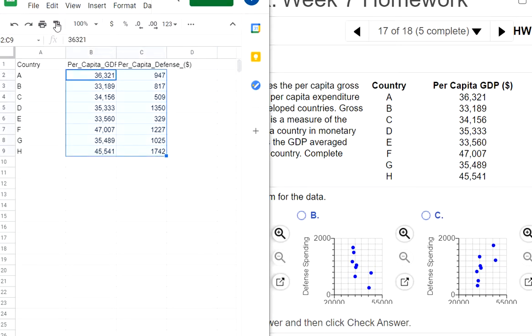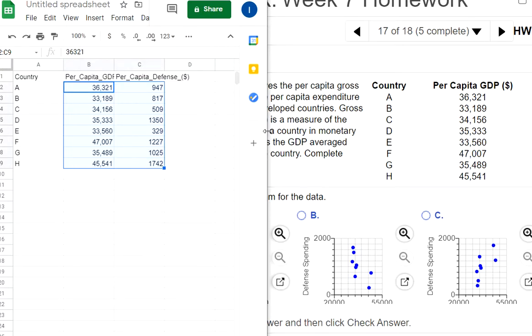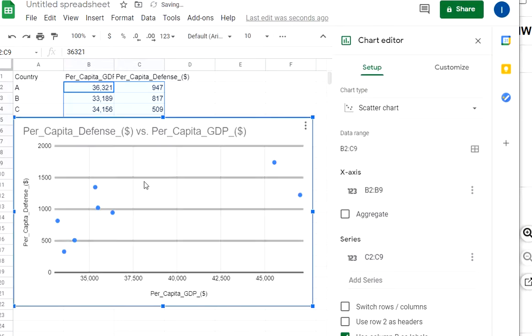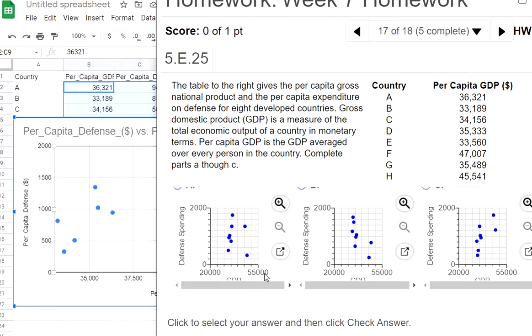Okay, so if I click and drag, then you can click Insert in Google Sheets. It's a similar process for Microsoft Excel, but we want to insert a chart, and I think Google Sheets is going to be good at guessing. Yep, it knows we want a scatter plot. And so let's just check the x-axis. Per capita GDP, is that their x-axis? Yep, GDP is on their x-axis.